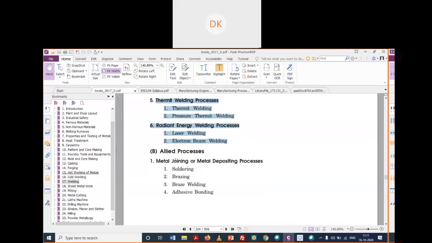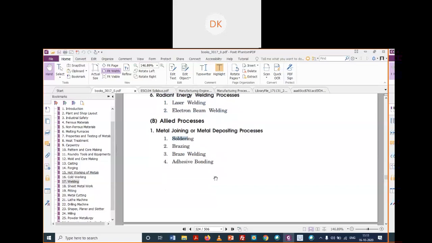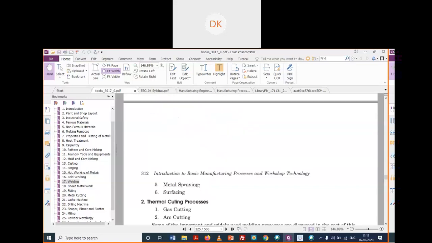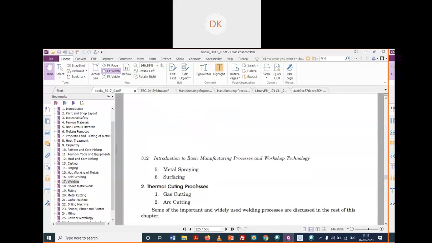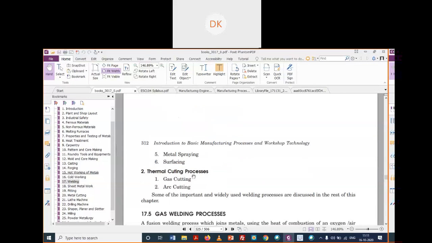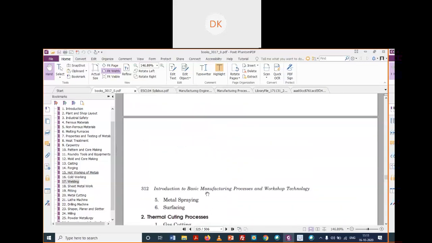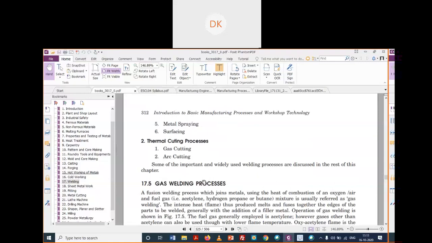Other than welding processes, there are kinds of joining processes which are slightly different from welding. Those are soldering, brazing, braze welding, adhesive bonding, metal spraying, and surfacing. And these are some of the cutting processes. Gas cutting is not a welding process, it is a cutting process.